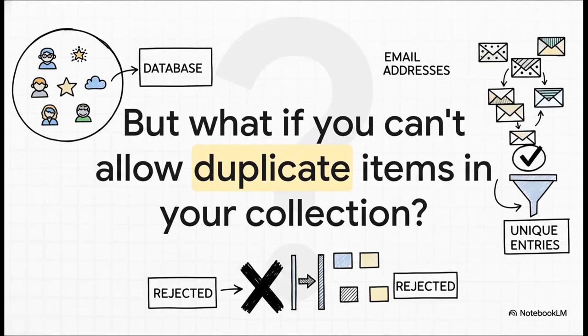Okay, so ArrayList is awesome, but this brings up a really important question. It's totally fine with duplicates, right? But what if that's a huge problem? Imagine you're keeping track of user IDs or email signups. You absolutely cannot have the same one in there twice. So what do you do then?